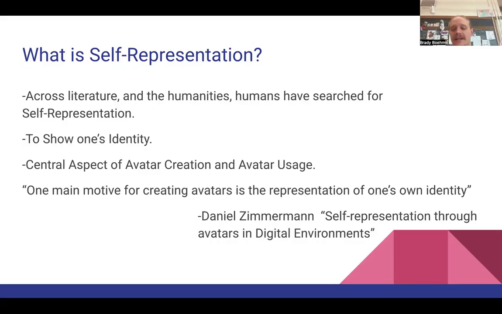Daniel Zimmerman says one main motive for creating avatars is the representation of one's own identity. So it's this idea that in digital spaces, identity is often communicated through avatars, not just what we look like, but who we believe and think we are. Now, there are a few different theories which explain how people express themselves via avatar, and we're going to go through a couple of those today.